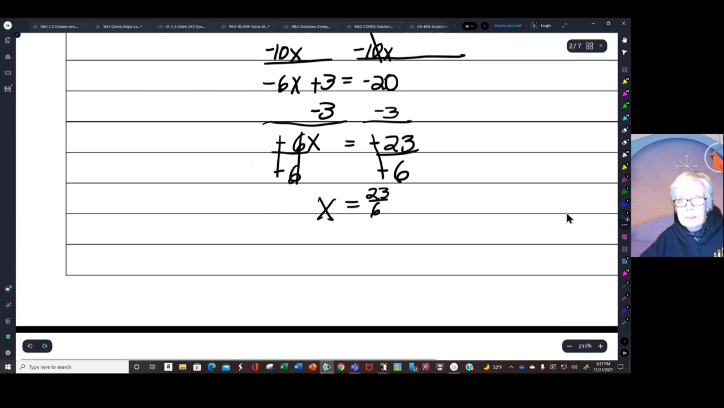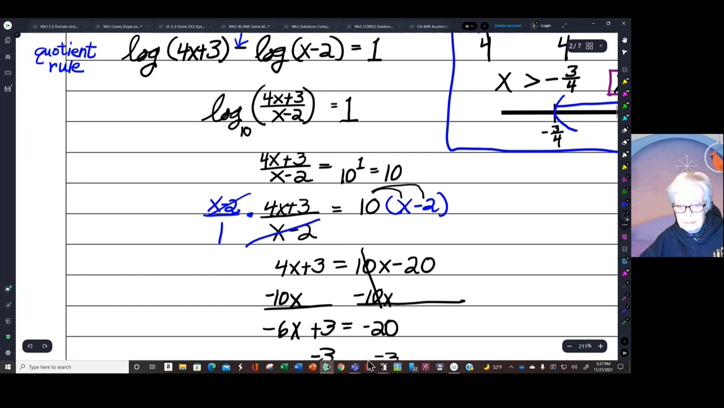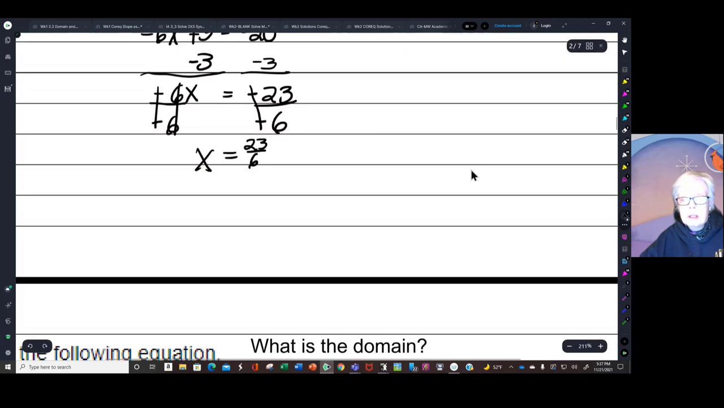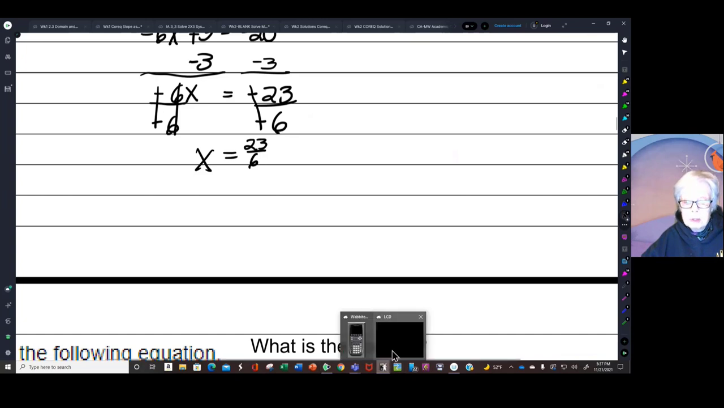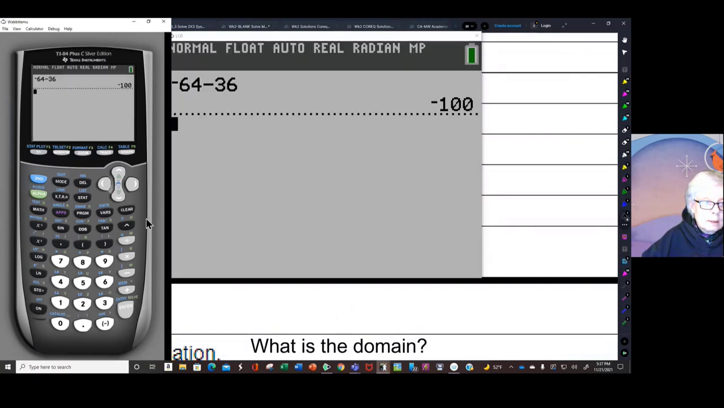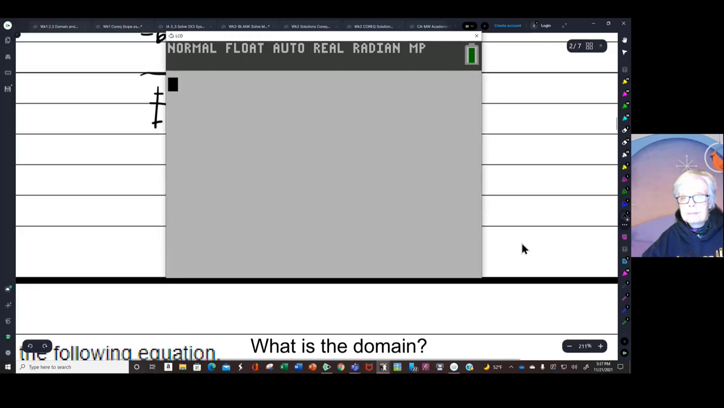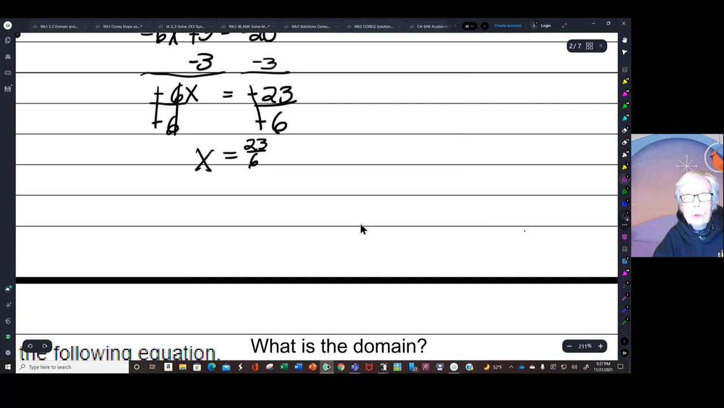Now let's check our domain. X has to be greater than 2. Well, 23 over 6 is definitely greater than 2, because 12 over 6 would be 2. But just to convince you, let's get 23 and divide it by 6. Yeah, that number is bigger than 2. So no problem. We can go with this answer.